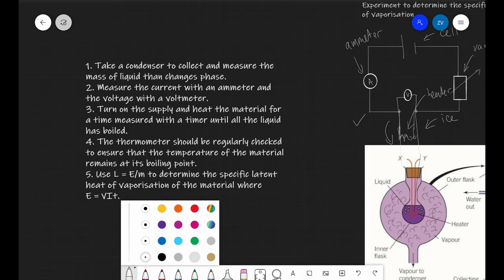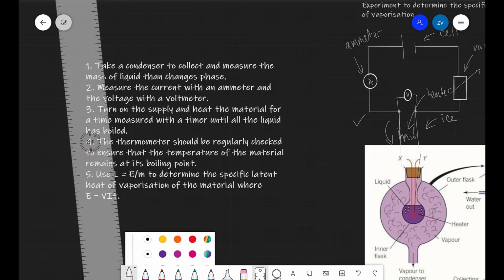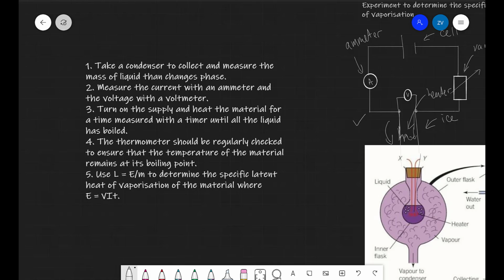We're going to turn on the supply and heat the material for a time measured with a timer until all the liquid has boiled. I'm going to be checking the thermometer regularly to ensure that the temperature of the material remains at its boiling point. Finally, when we've done that, we're going to use the specific latent heat of vaporization. We'll just write that down over here once again.